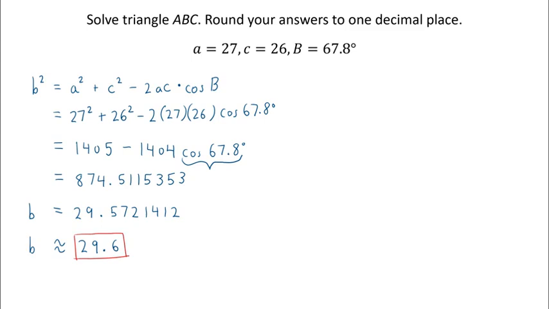That being said, when we round the length of side B per our instructions to 1 decimal place, we're going to get the length of side B is approximately 29.6 units.